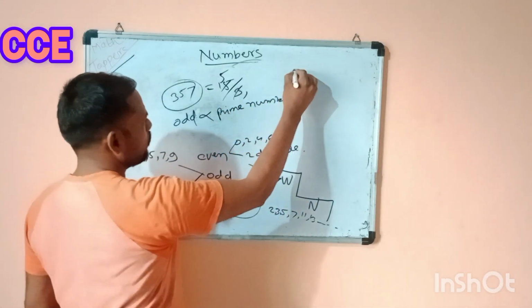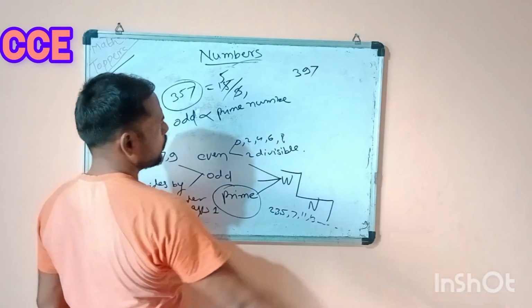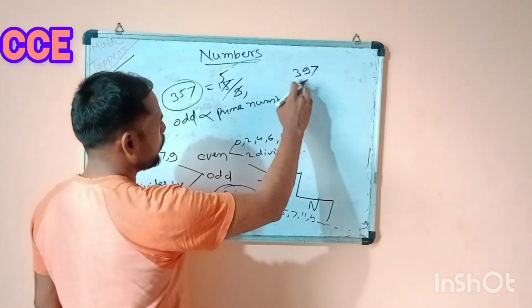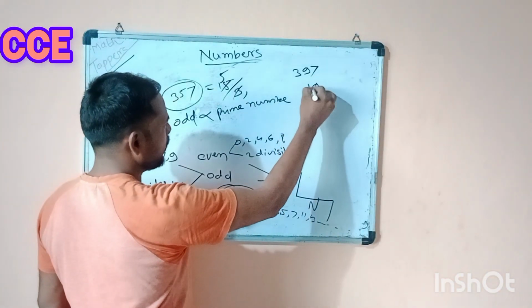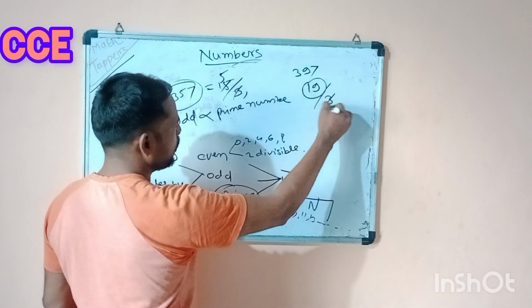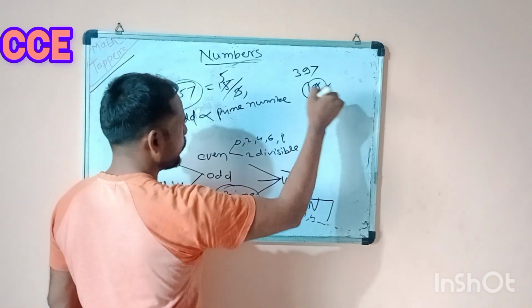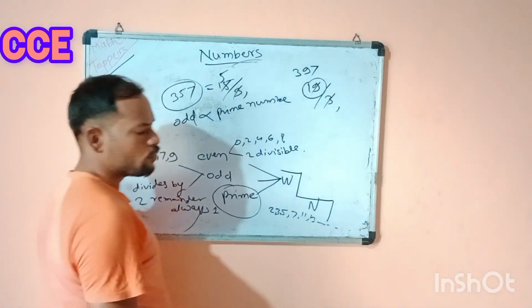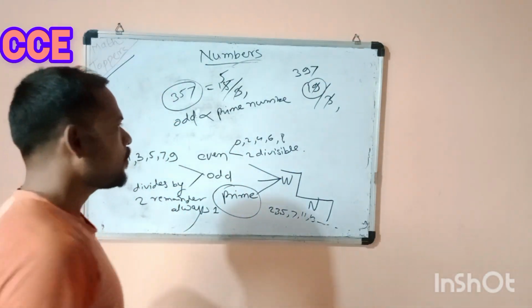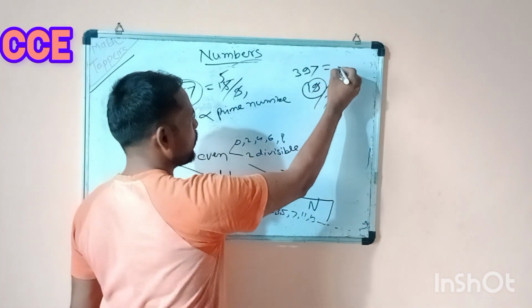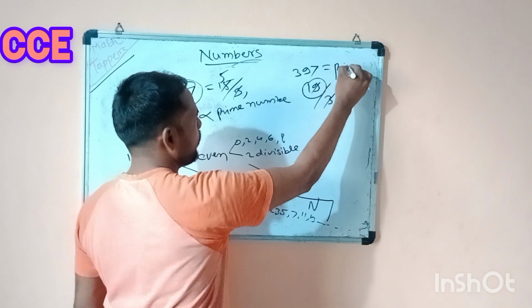Take another example. Suppose 3 plus 9 is 12, 12 plus 7 is 19. So 19 is not divisible by 3; the remainder does not come to 0 when divided by 3. Therefore, 397 is a prime number.